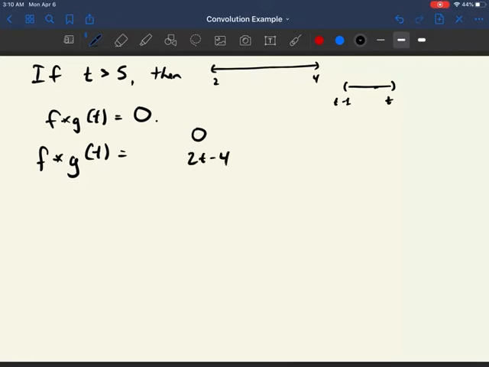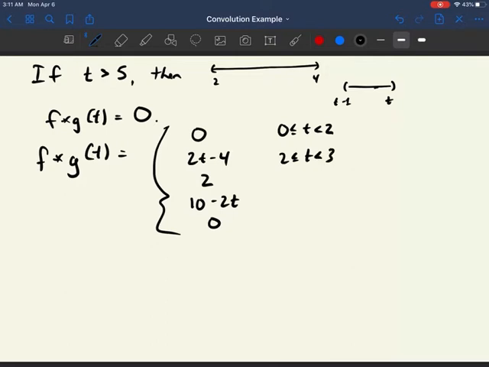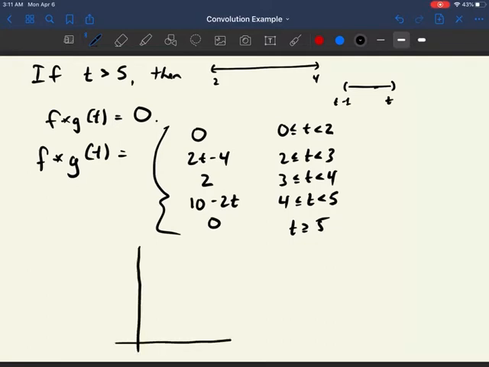All right, so let's put that all together. F star g of t is equal to, and it has several different values, 5 different values: 0, 2t minus 4, 2, 10 minus 2t, and 0. This one from 0 to 2. This one from 2 to 3. From 3 to 4. From 4 to 5. And for t greater than or equal to 5.